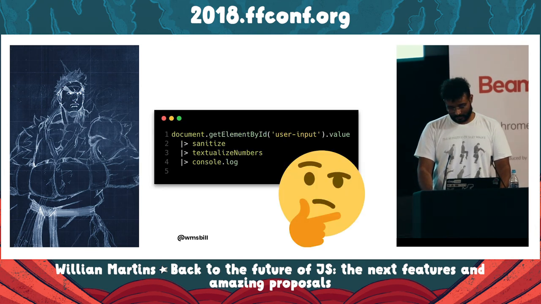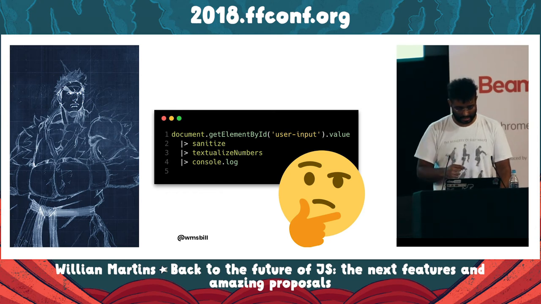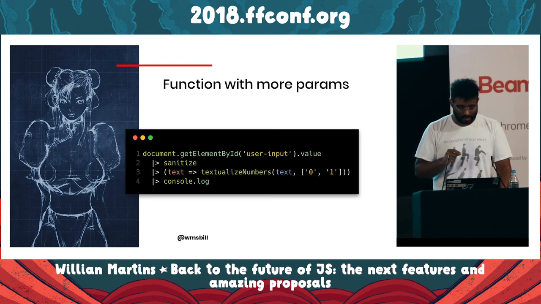But what if my chain function needs to accept more than one parameter, right? Because that example is receiving just one. So let's suppose that the textualize number function received a second parameter, which is the whitelist of numbers that should be textualized, and our manager asks us to just textualize zeros and ones. How can we do this on a pipeline chain? So it turns out that in a minimal proposal, you can do this by using an arrow function. But to be syntax compliant, you have to use parentheses to wrap your arrow function.